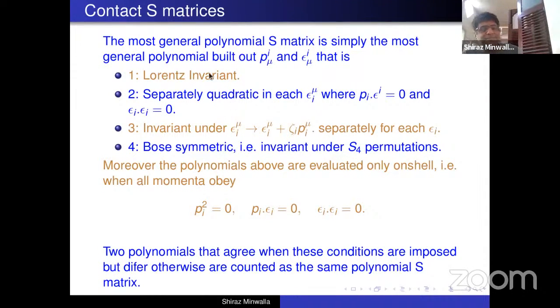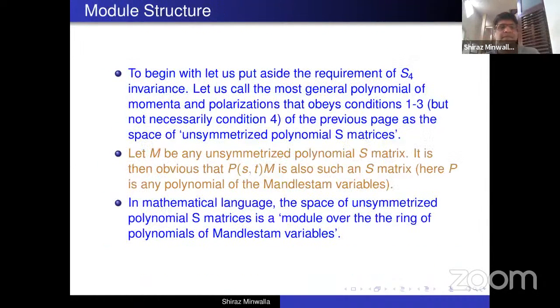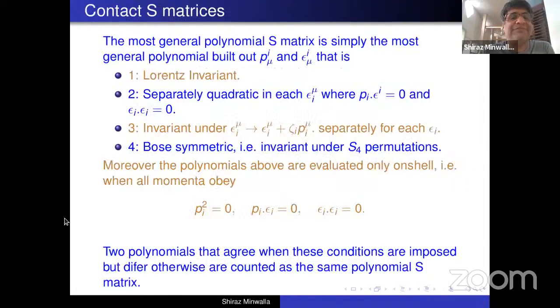So these polynomials are only to be evaluated when these equations of motion are obeyed. That is, pi squared is equal to 0, pi dot epsilon I is equal to 0, and epsilon dot epsilon is equal to 0. Two S matrices that differ by, let's say, a pi squared times something are to be regarded as the same. Okay, so the question is, how do we classify all these polynomials?